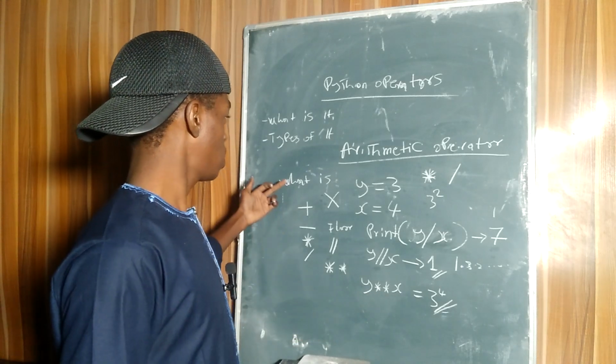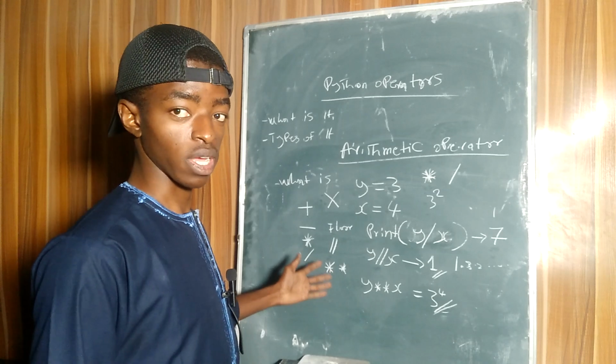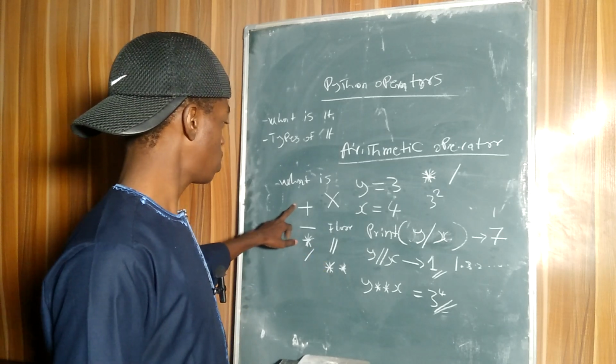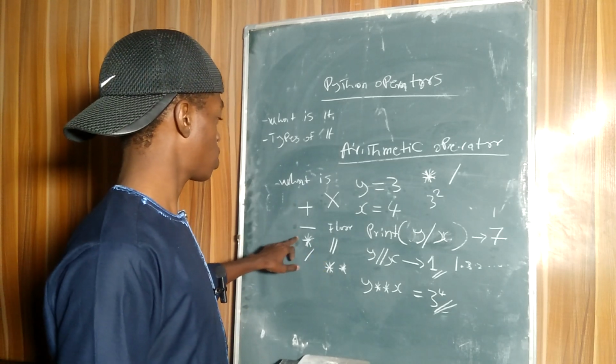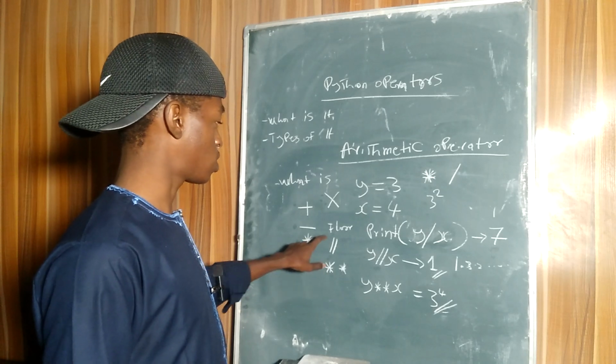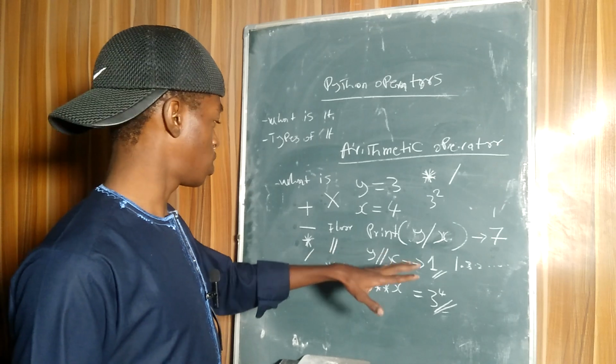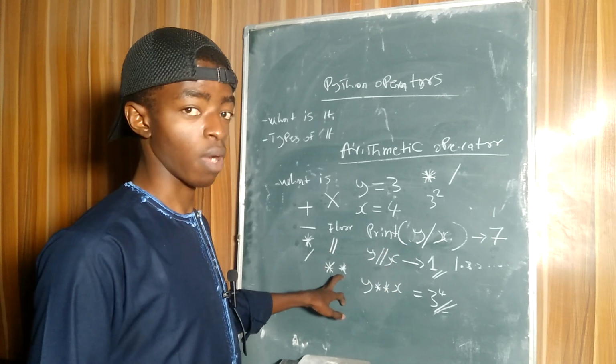So now we have learned what an arithmetic operator is, and we have seen the different kinds of operators we can use in our program. Addition, subtraction, multiplication using asterisk, division using slash, and double slash as floor division to ignore the decimal point number, and double asterisk for power.